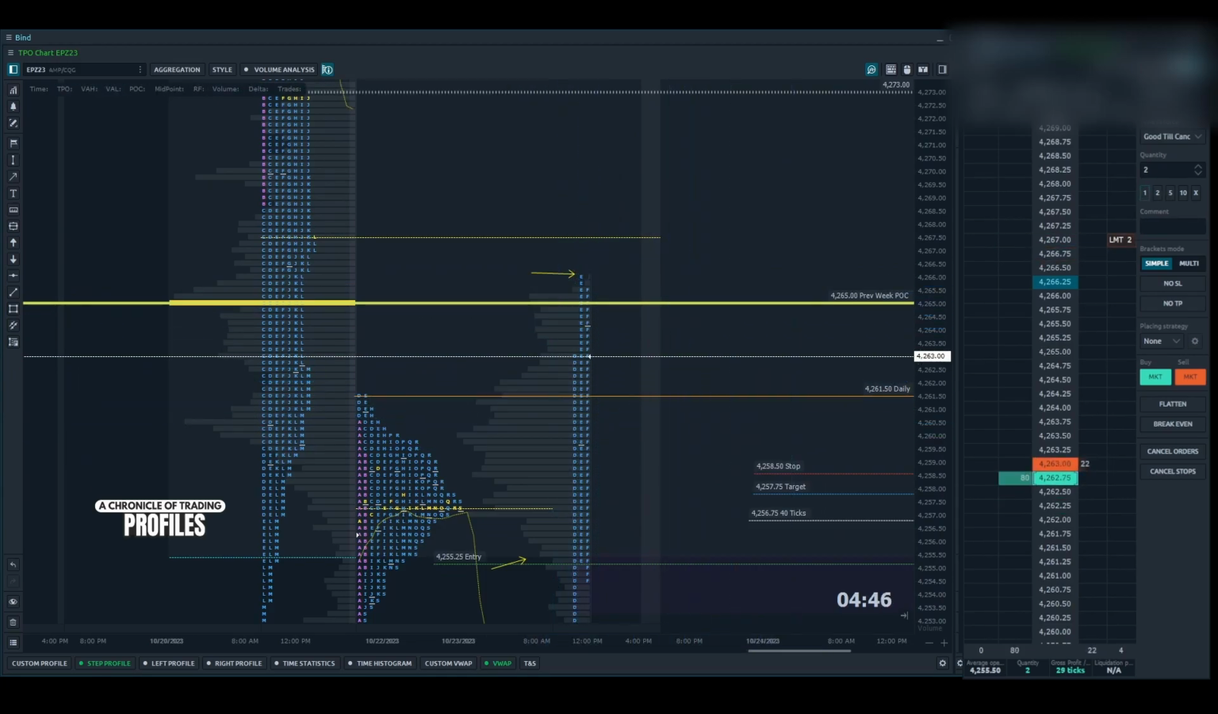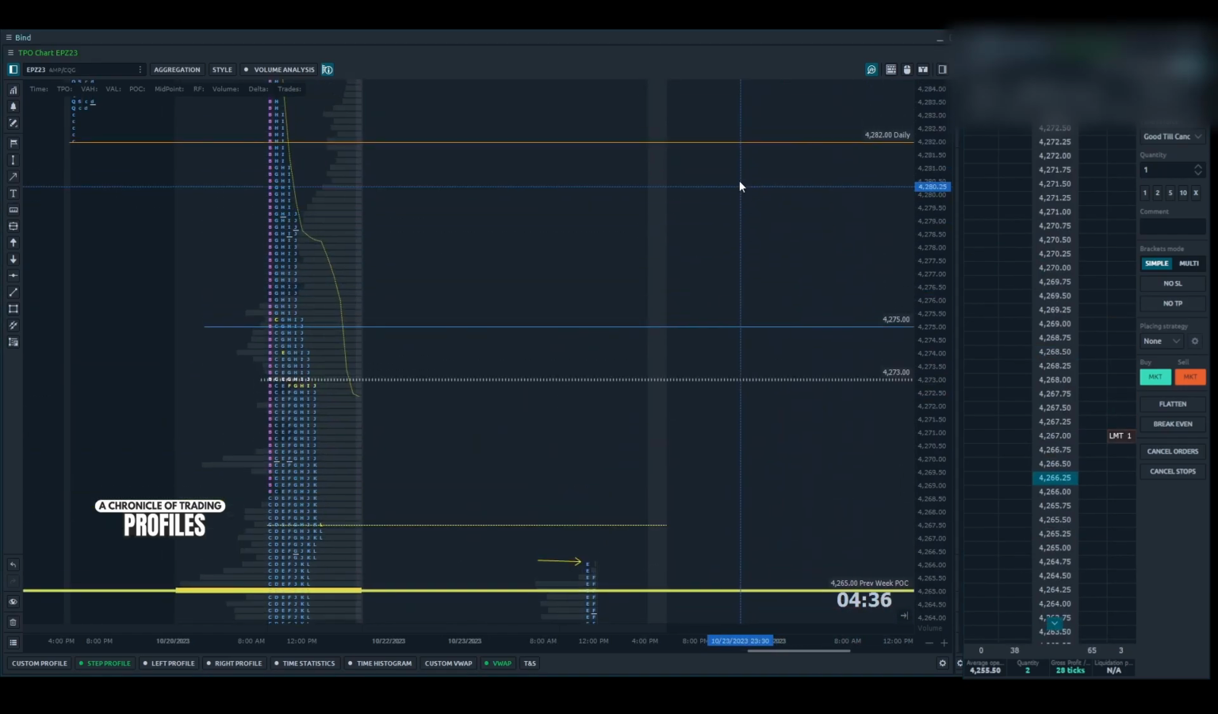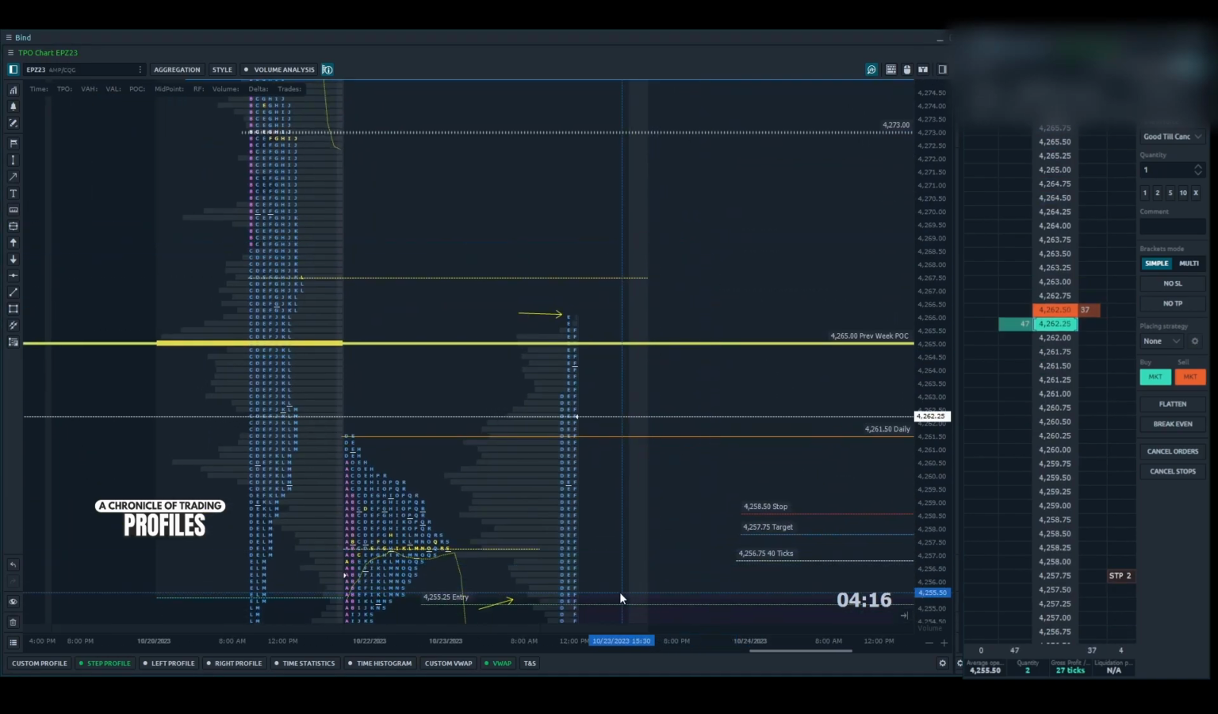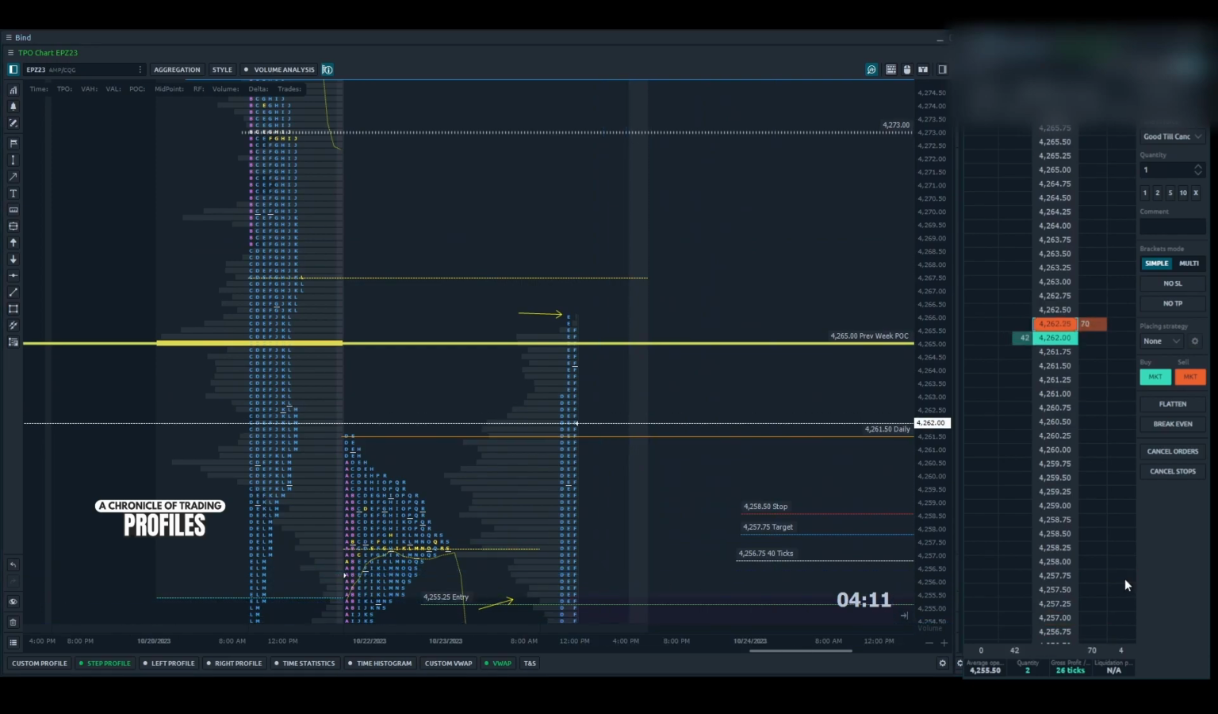I'm just adjusting this so I could take one here instead of both of them. And then we'd put one up at our ultimate target here at 87, knowing that we can manually take it if we want to at any point. You can do the same thing with your stops.